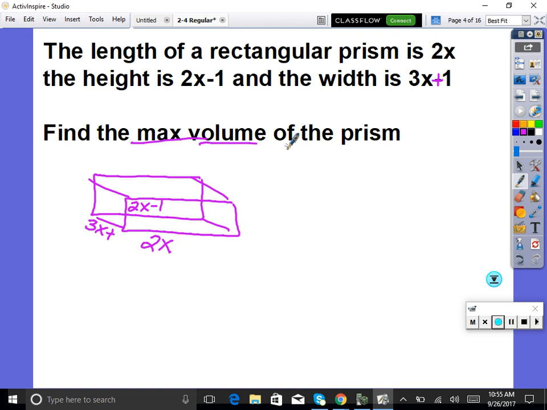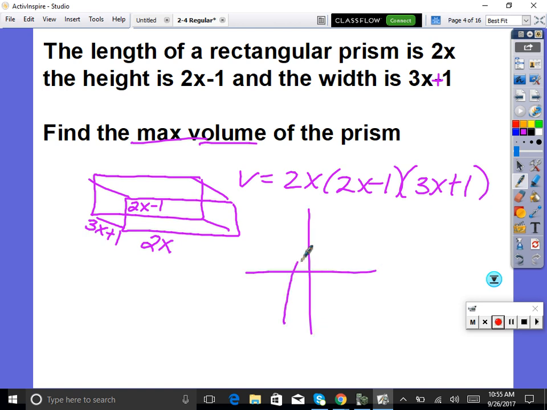So to do that, don't I need to set up a true statement? Volume is length times width times height. 2x times 2x minus 1, times 3x plus 1. So now you don't even need to multiply that out. I need to know the maximum volume. So won't I, if I graph this, just find the max? Okay, do it. Ready, set, go.